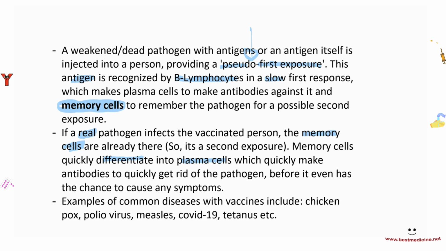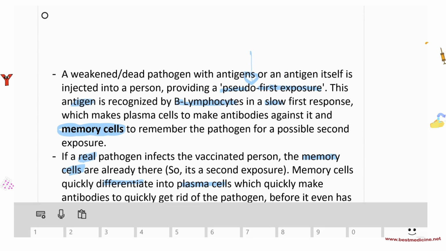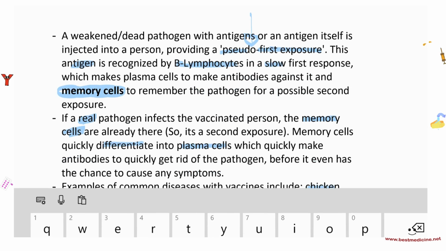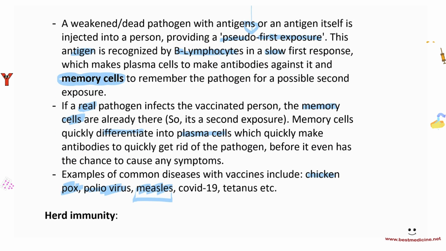Now, examples of common diseases with vaccines include chickenpox, poliovirus, and measles. We already had a look at what measles is. Remember, it's a viral illness that causes a rash and fever, right? And it has a vaccine. And COVID-19. Tetanus also has a vaccine.